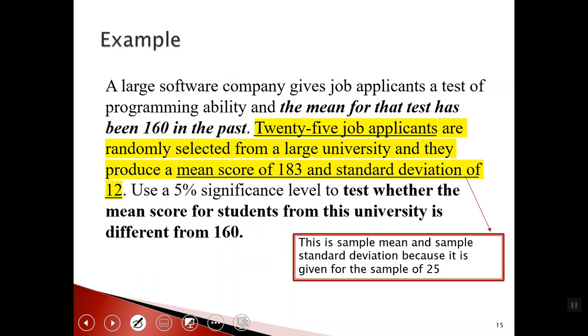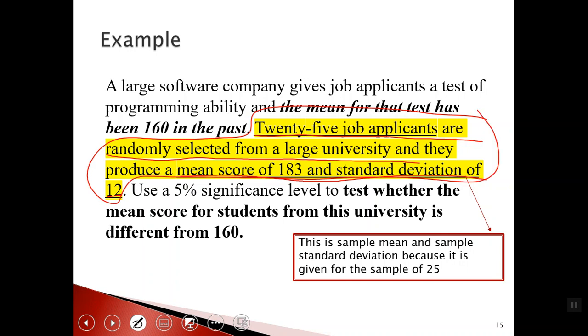Let's see. A large software company gives job applicants a test in programming. The mean for that test has been 160 in the past. 25 job applicants are randomly selected from a large university, and they produce a mean score of 183 and a standard deviation of 12. This mean and standard deviation are based on what? 25 job applicants randomly selected from a large university. So this part is your sample.